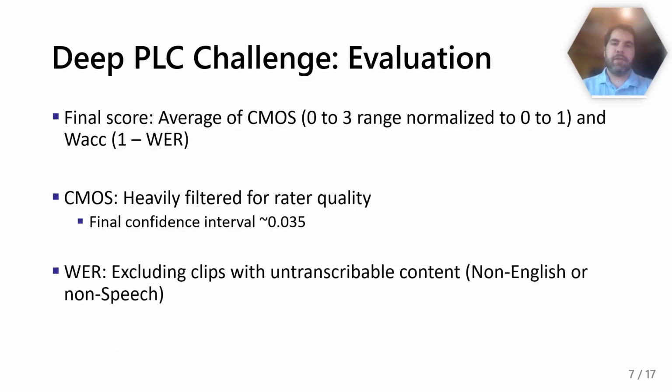From these, CMOS and word error rate, we calculate a final score, which is just the average of the CMOS, where we had normalized the 0 to 3 range to 0 to 1, and then the word accuracy, which is just 1 minus the word error rate. For CMOS, we heavily filtered for rater quality because we had a lot of quality issues where raters rated too many files or just gave the same rating a lot of times, so obviously weren't paying attention, failed test questions where we know the answer or know what we expect the answer to be.